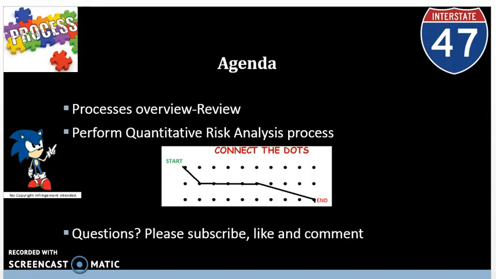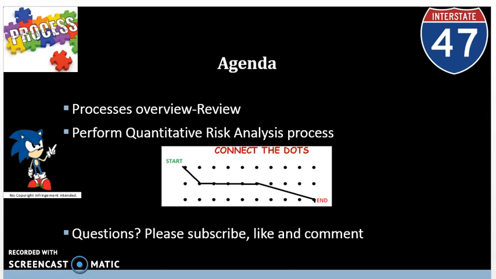Today's agenda will be going over reviewing the PMBOK process table as well as the 37th process, which is the perform quantitative risk analysis process. This process occurs at the intersection of the risk knowledge area and the planning process group.